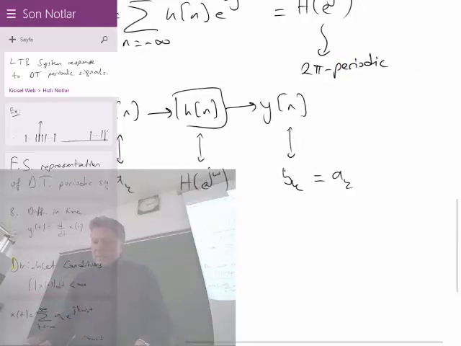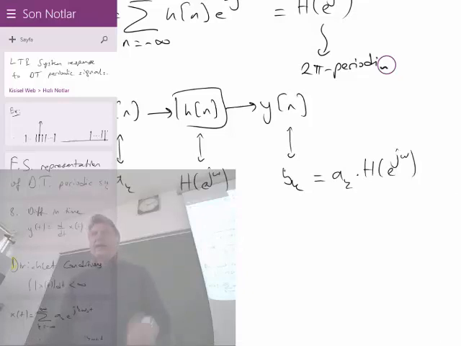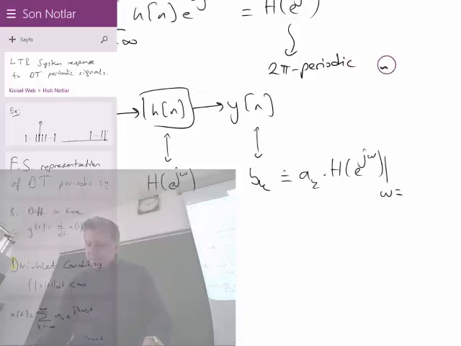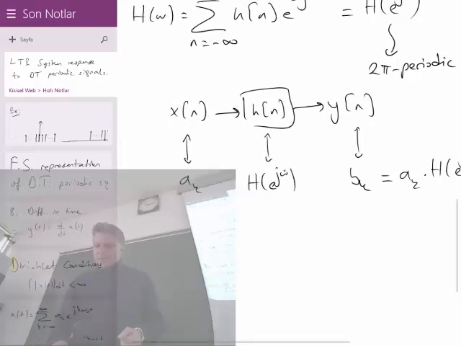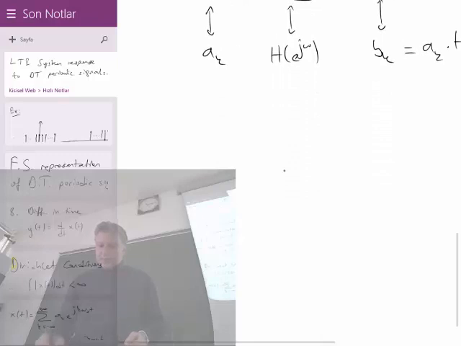And b_k will be equal to a_k times H of e to the j omega at the corresponding omega. What is that? The corresponding frequency is omega equal to k times the fundamental frequency. So that is the kth harmonic, in other words. a_k is the scale of the kth harmonic, and k times omega 0 is the frequency of the kth harmonic. So that's how things work. Let's see one example.